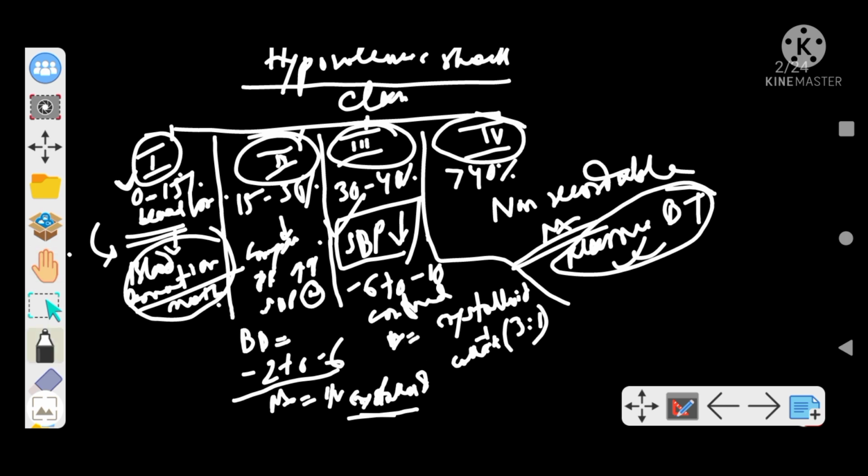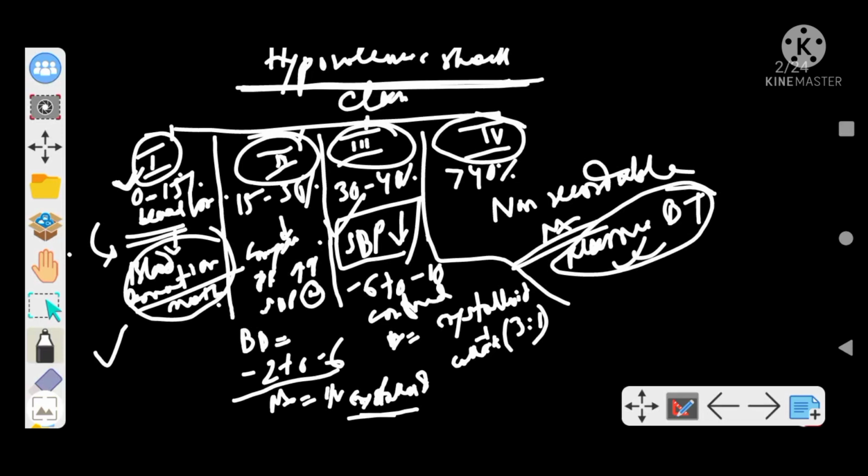So I am repeating it once again. Hypovolemic shock classification is mainly of 4 types: class 1, class 2, class 3, class 4. Class 1 has 0 to 15% blood loss, class 2 15 to 30%, class 3 30 to 40%, class 4 more than 40%. In class 1 blood loss, even if you donate your blood, no changes will be seen. All parameters are near normal. In class 2 there is compensation with increased pulse rate, systolic blood pressure is normal, base deficit is -2 to -6, and management is with IV crystalloids.